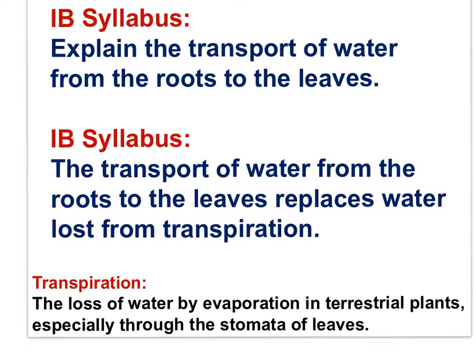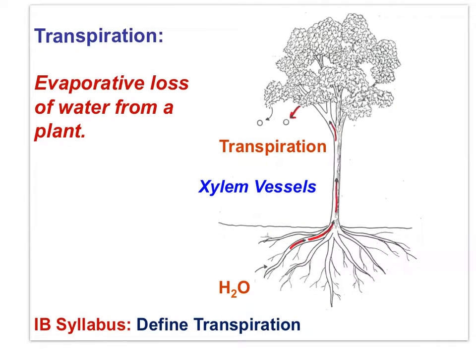Here are the next two IB syllabus statements. Explain the transport of water from the roots to the leaves. The transport of water from the roots to the leaves replaces water lost from transpiration. Plants transport water from the roots to the leaves to replace water losses from transpiration, the evaporative loss of water from the stomata of a plant. Transpiration is the inevitable consequence of gas exchange in the leaf.